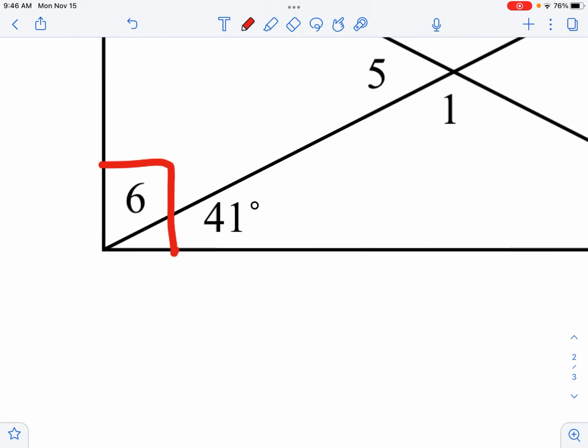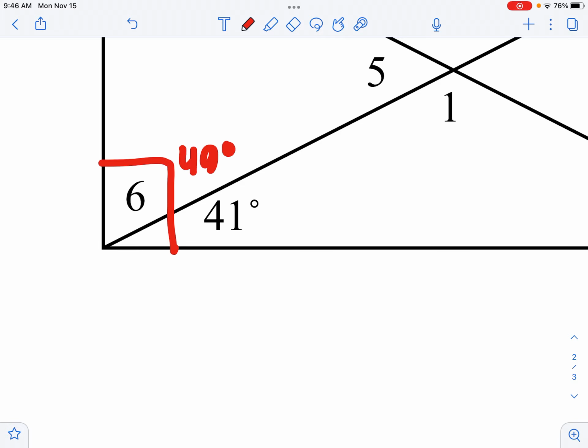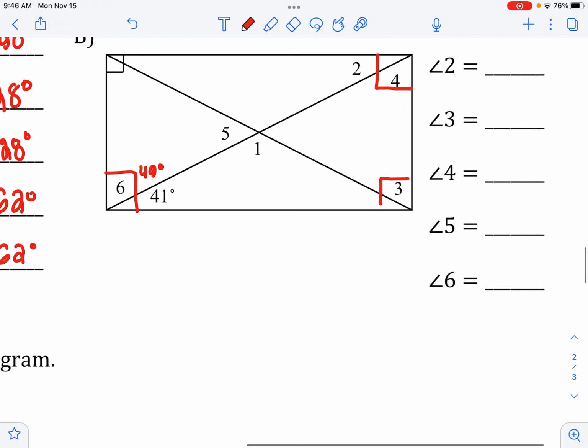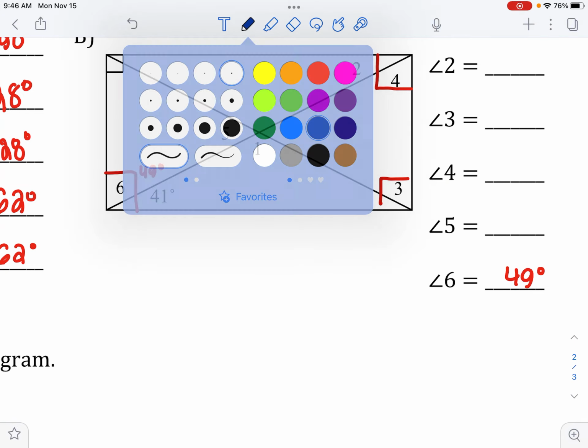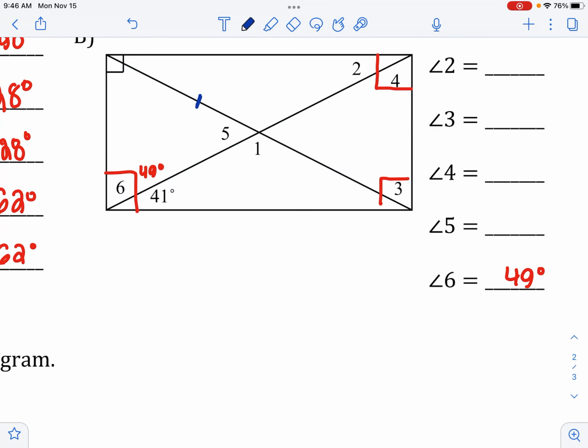All right, let's start by getting angle 6. I know that those two have to add to 90. 90 minus 41 is 49 degrees. So angle 6 is 49 degrees. Another important piece of information about a rectangle, if you remember it, you'll probably get everything else right, is that diagonals not only bisect each other, but they're also congruent. So these 4 pieces are congruent.